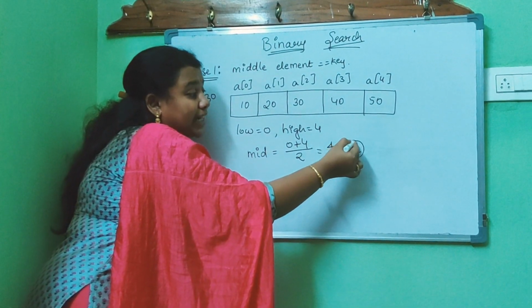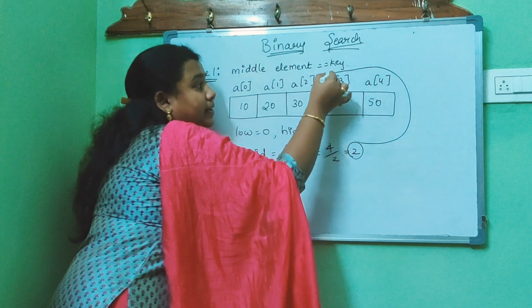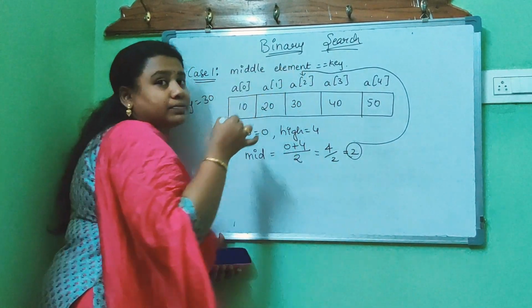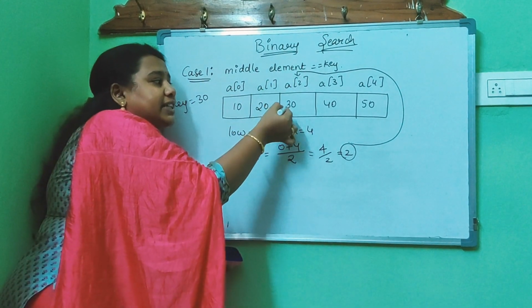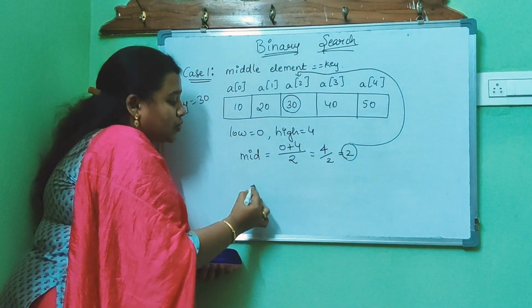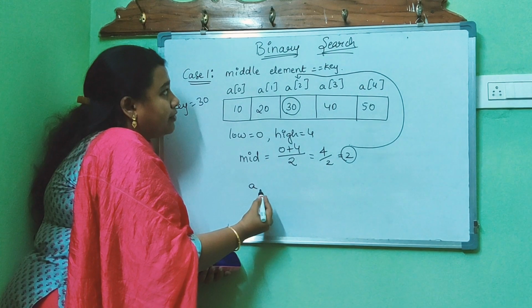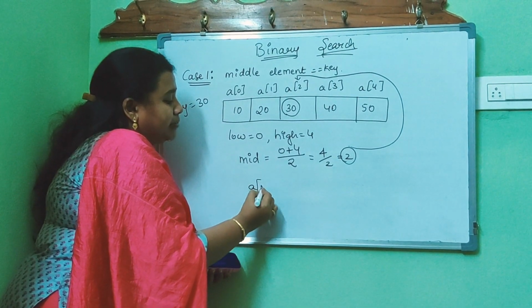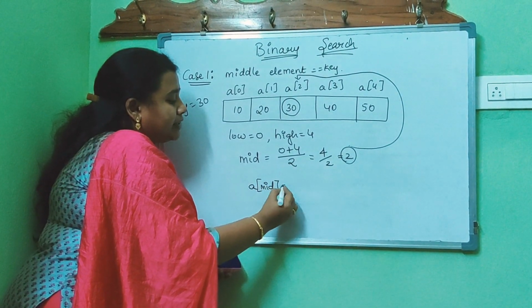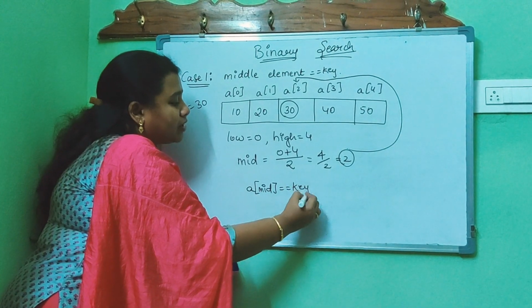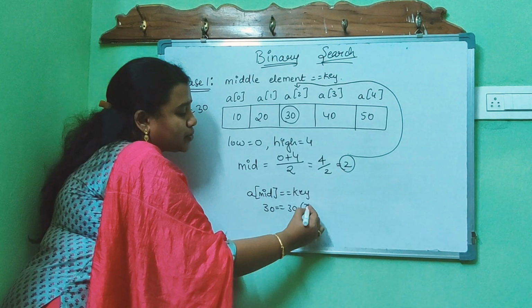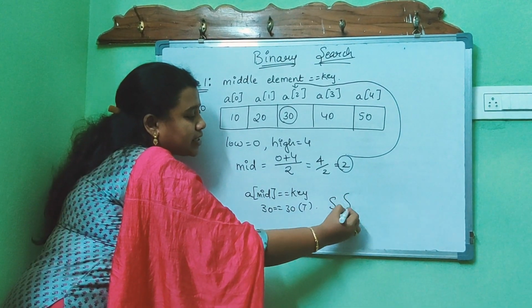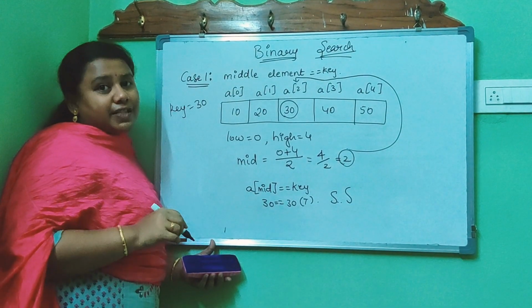Now what is the middle element? A of 2. 2 refers to the index, and A of 2 refers to the element at that index. What is that element? 30. So A of mid, the middle element, is it equal to the key or not? Yes, 30 is equal to 30. True. So the search is successful. This is the first case.